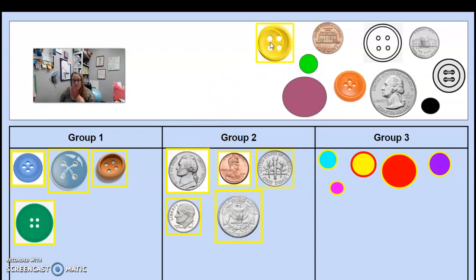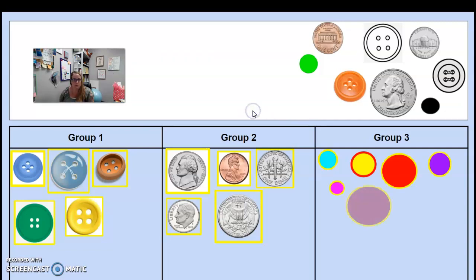All right, what about this one? It has holes. Which one is the one that has holes? Group 1, group 2, or group 3? Wow, you're so smart. All right, what about this one? Where's it going to go? Group 1, group 2, group 3? Hopefully you said group 3.